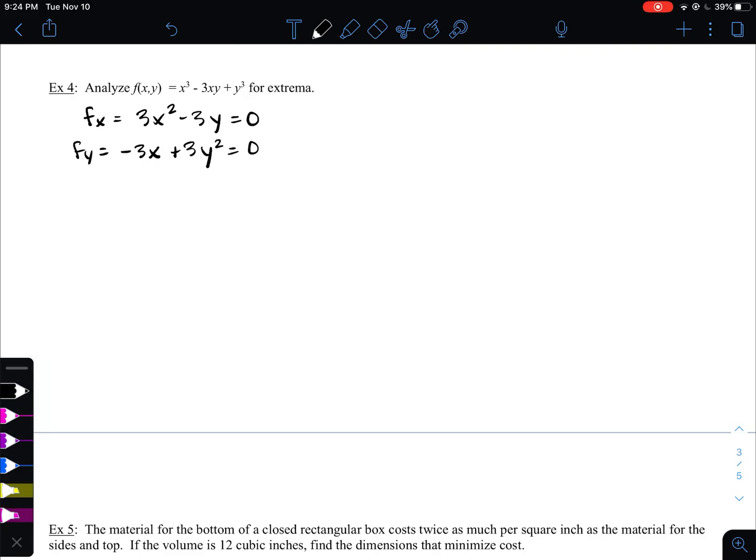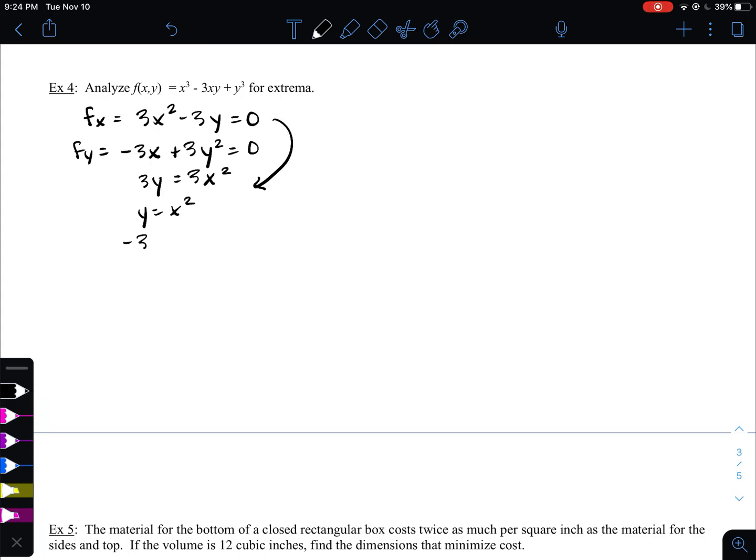Okay, so I'll use the first equation. 3y equals 3x squared. Okay, divide, y equals x squared. Okay, I'm gonna do some substitution. Again, we're just solving a system of equations.